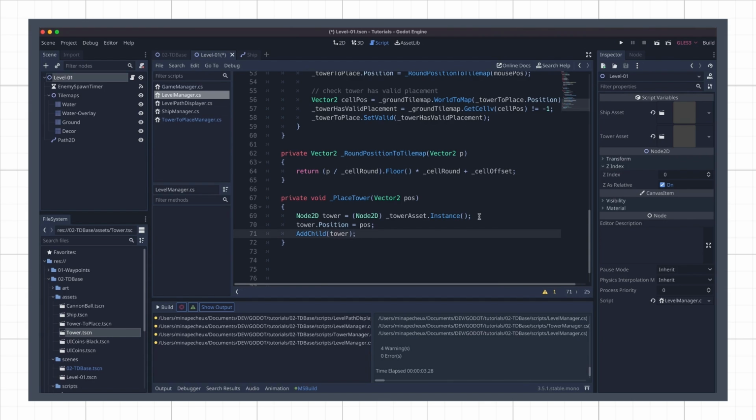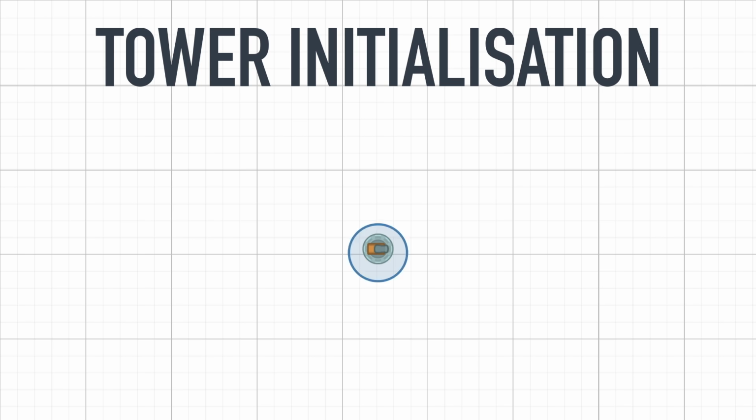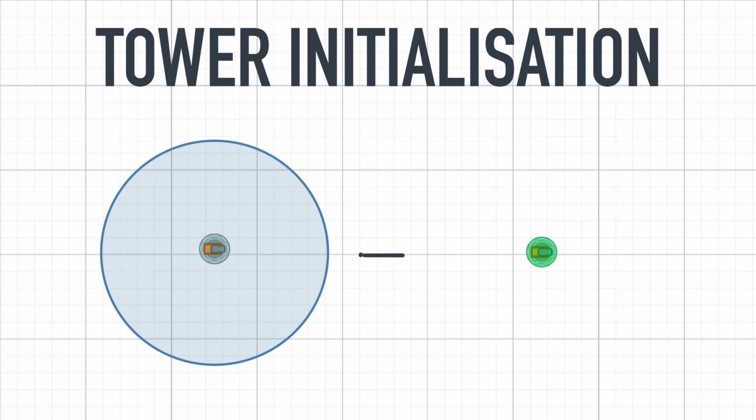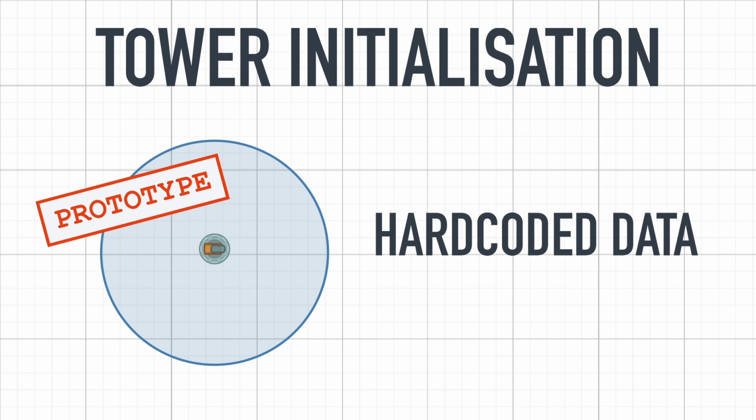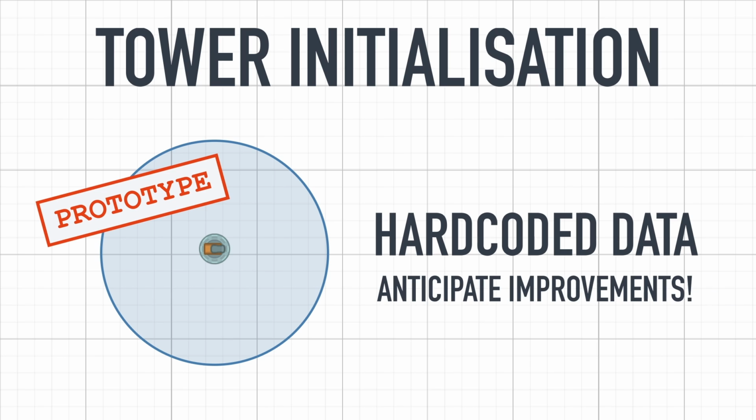to our level hierarchy. This tower asset also requires a bit of initialization, in particular to properly set its field of vision to match the one of a tower-to-place instance. Of course, in this first prototype version, everything is hard-coded, therefore we could skip this part entirely. But if we ever want to have multiple tower types, then we'll need to have this mechanic in place, so better take care of it now.